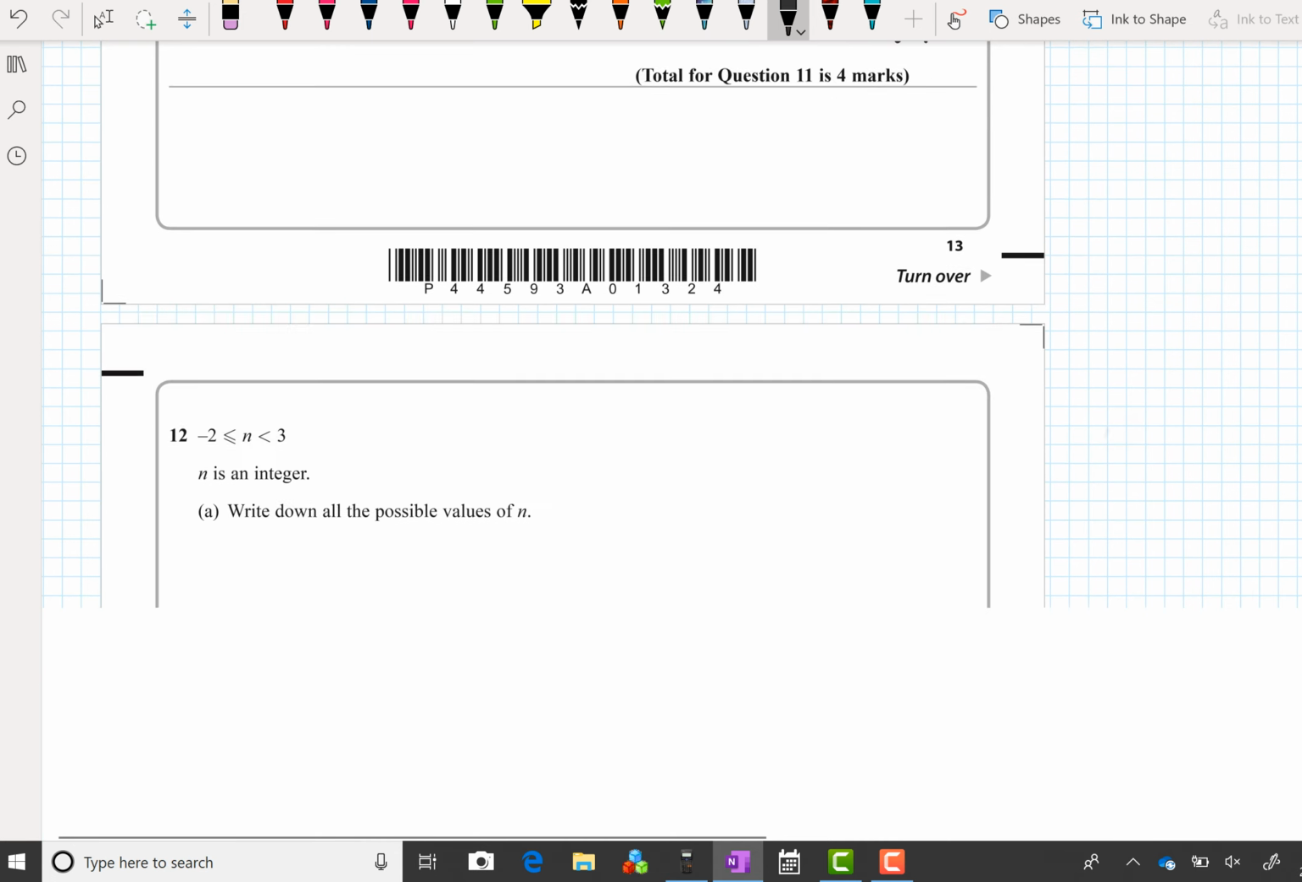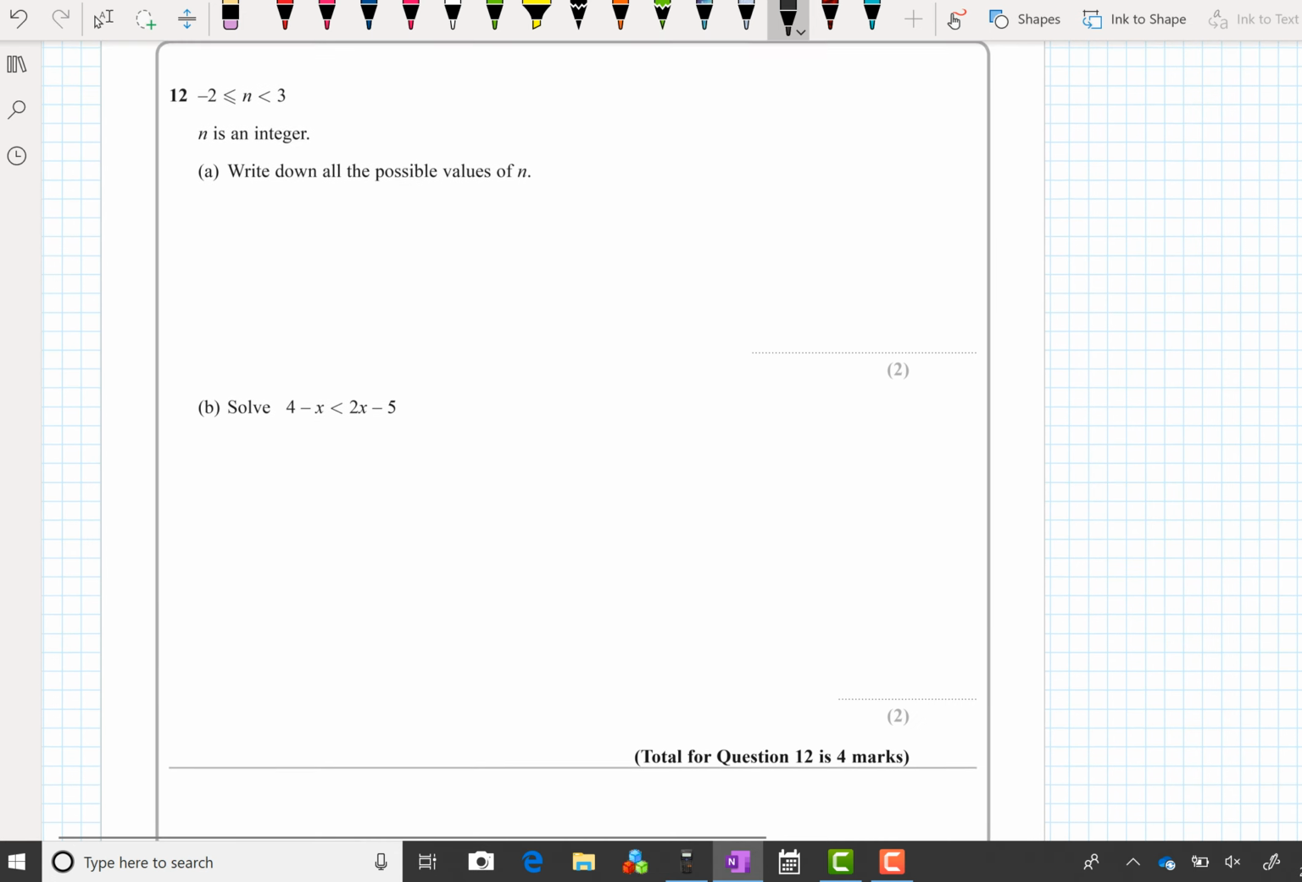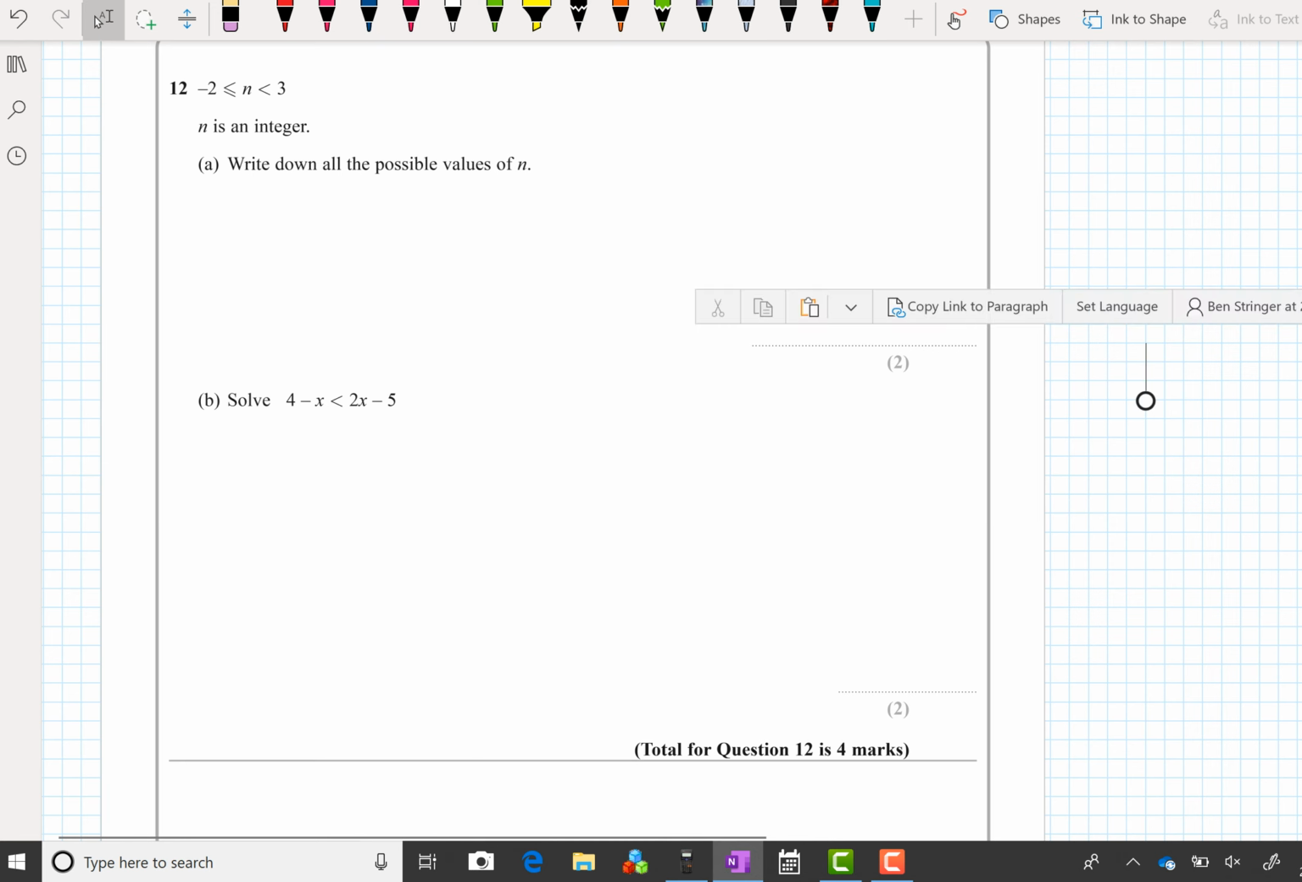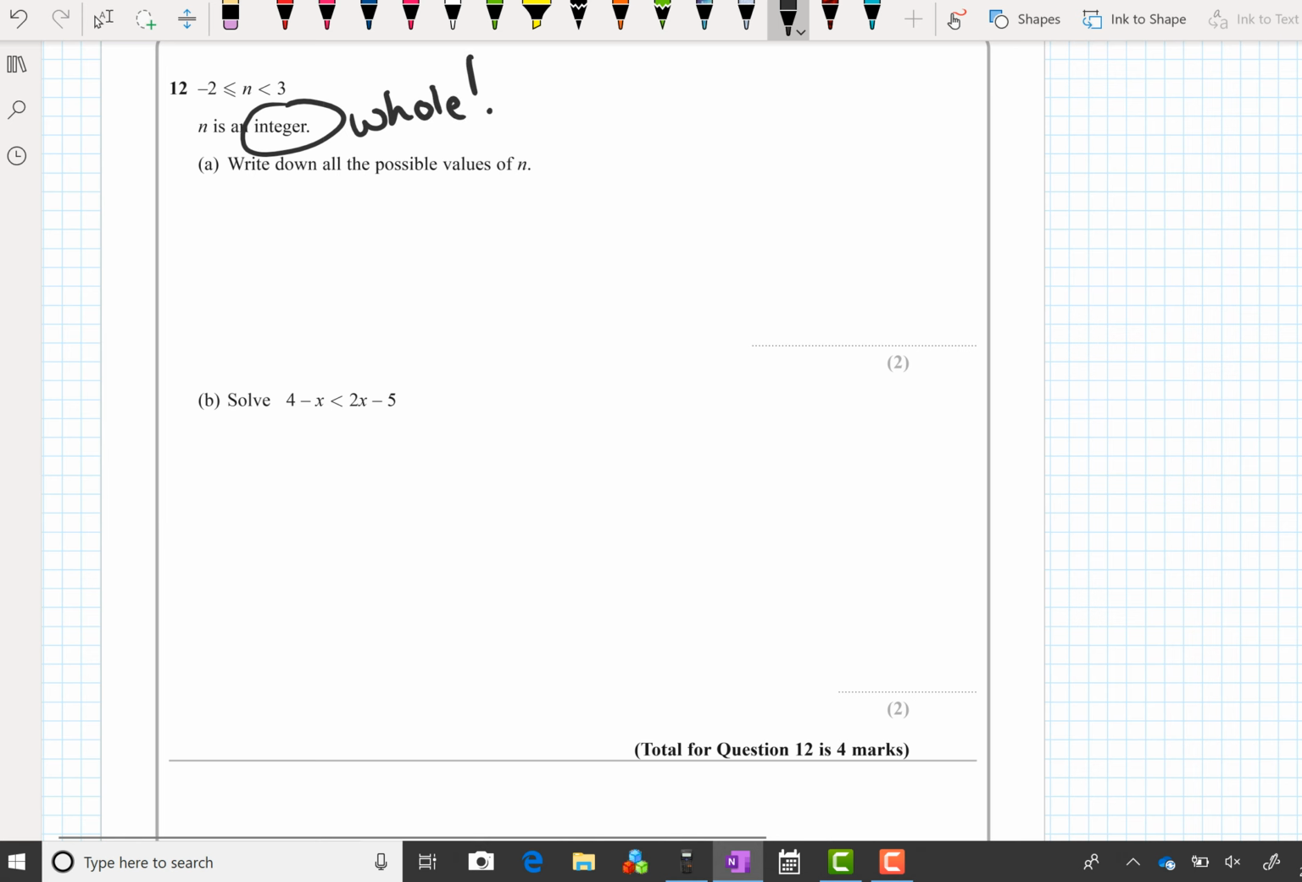Question 12, we're talking about inequalities here. n is an integer, whole number, right? Keyword, whole number. It's whole. Write down all the possible values for n. So it says here, n is bigger than or equal to negative 2. So it can be negative 2.